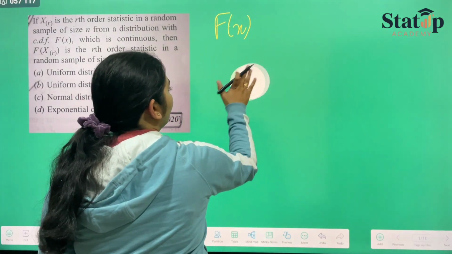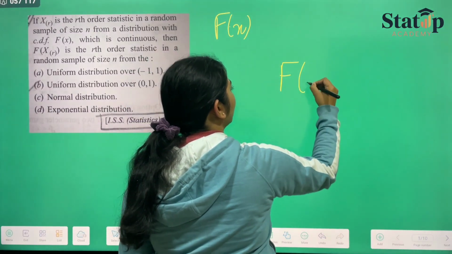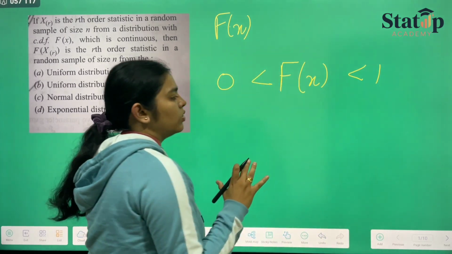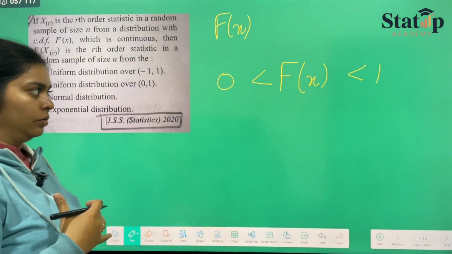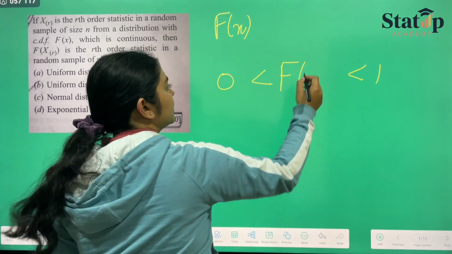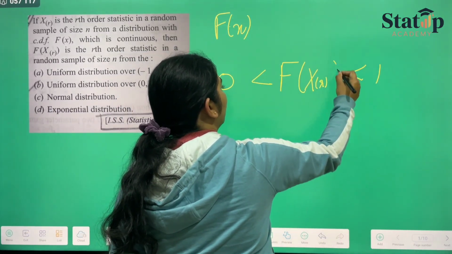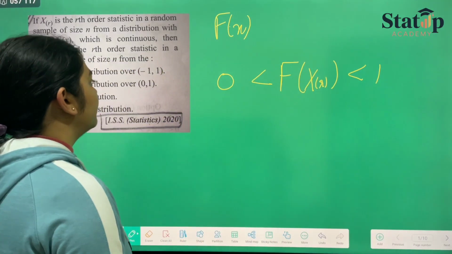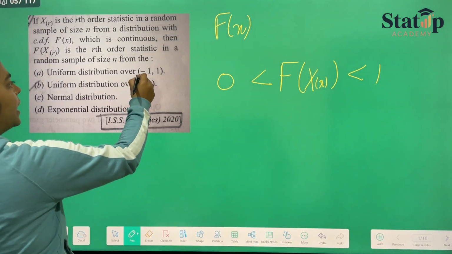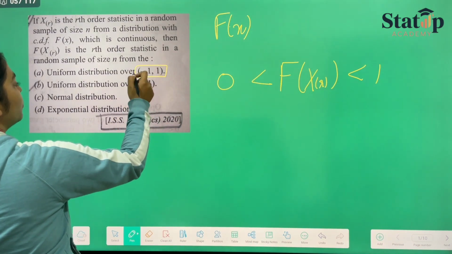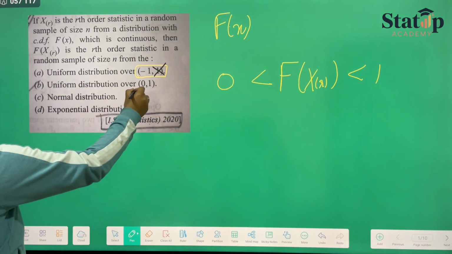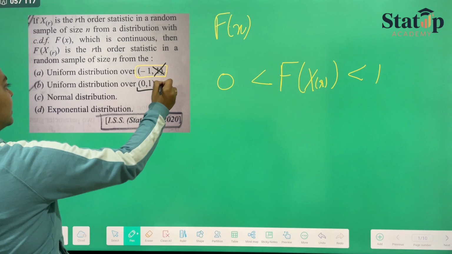See, whenever we talk about any CDF, it always lies in the range 0 to 1. It does not lie above 1, it does not lie below 0. This is for normal statistics. But when we are talking about the rth order statistic, it will also always lie between 0 and 1. So let us see which distribution has range 0 and 1. The first one has the range minus 1 to 1, so it will get cancelled because it is going beyond 0. The second one has 0 and 1, so this can be the case. Let us keep it aside.